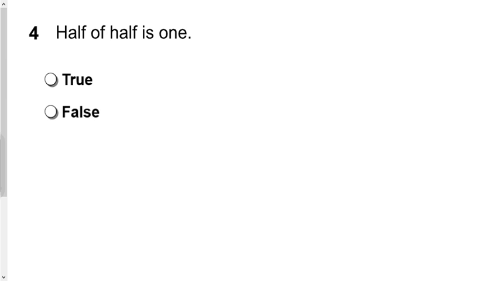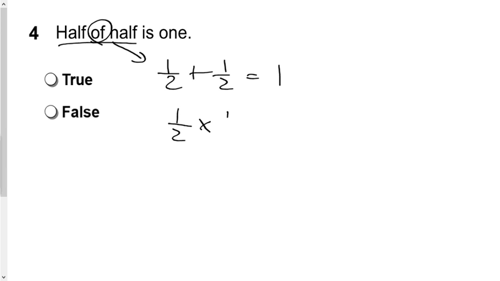Your fourth question says half of half is 1. And if I think, well, what does half of half mean? Well, half plus half is equal to 1, but half of half is multiplication. And half of half is not 1, it's actually 1/4, so the answer is false.